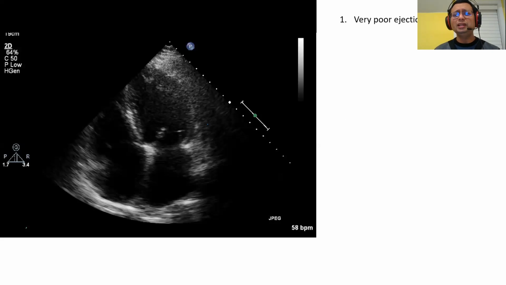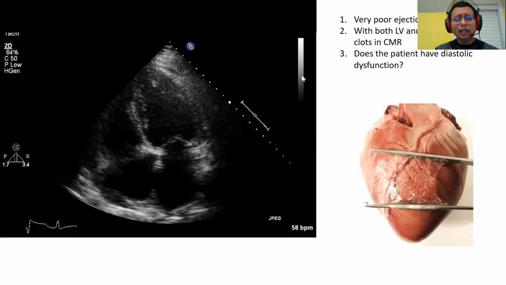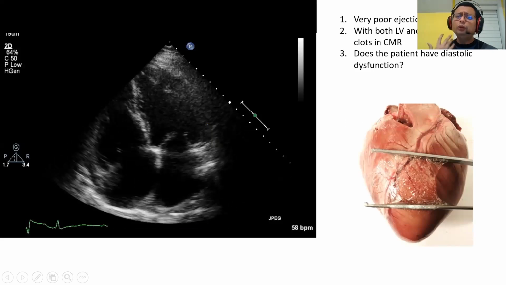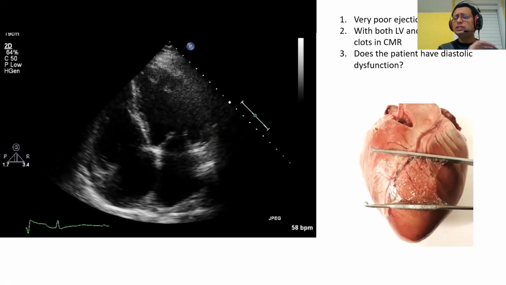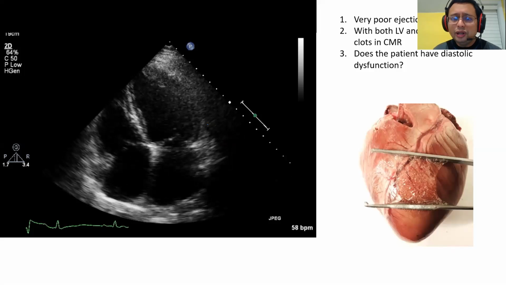All right, let's look at the echocardiogram. Okay, the patient has very poor ejection fraction, with clot both in LV and RV apex. Does the patient have diastolic dysfunction? Look at the ejection fraction, ladies and gentlemen. Okay, do you need to go to algorithm 1 for this patient? No. This patient obviously has abnormal diastolic function. We go straight away to algorithm 2.